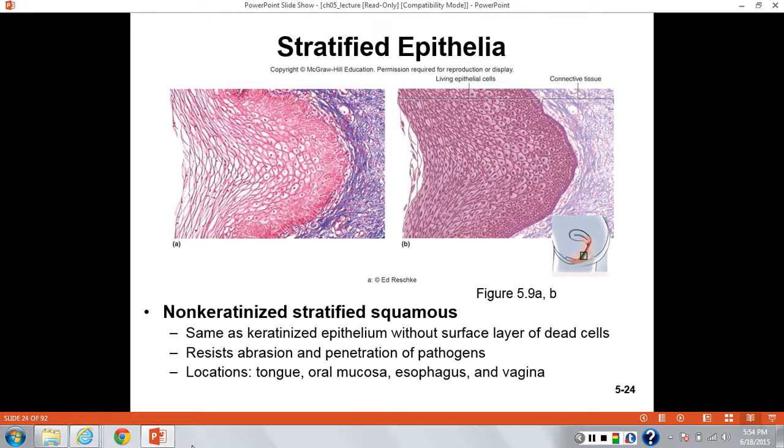Alright, here we go. We look at stratified, non-keratinized epithelium: the esophagus, where's the esophagus? Or the mucosa, tongue, vagina. Already what? It moistens the area to help prevent what? Pathogens from getting in.